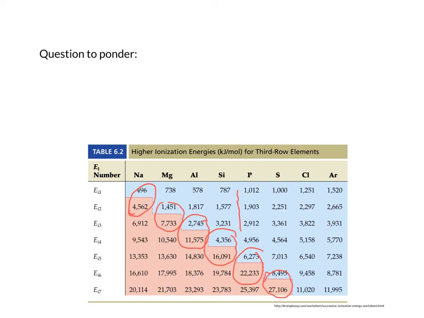I want to know why. What's going on here? What's happening when the successive ionization energy jumps? And how do we know that? And how can we explain why we see that huge jump in ionization energy? Okay. So think about that. Bring your answer to class next time we meet.